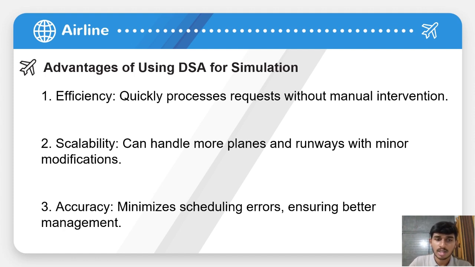And the second one is scalability. It can handle more planes and runways with minor modifications. So a whole organization or a whole system can be run using a small database or from a small place inside the airport. The next one is accuracy. It minimizes scheduling errors and ensures better management. It minimizes the errors which may lead to problems like two or more planes routed in the same path, which increases accuracy.